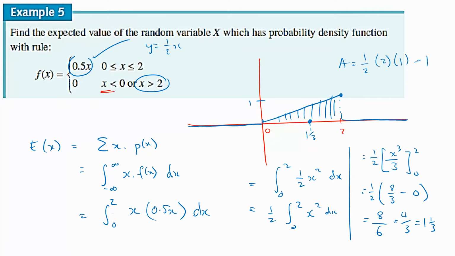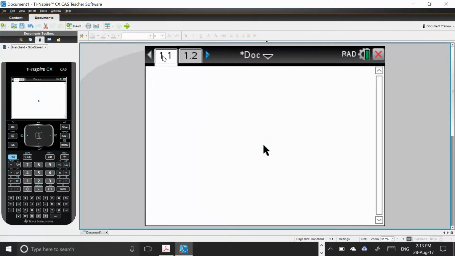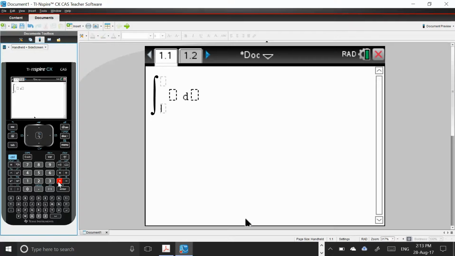Anyways, I've proven that the area is 1, but if you want to find the expected value, you can do this on your calculator. Here's a shortcut, in case you've forgotten or if I haven't taught you. If you press the shift button plus, that gives you your integration so you don't have to go through the menus. The same thing if you wanted to find your derivative, shift minus also gives you that derivative, in case you didn't know.